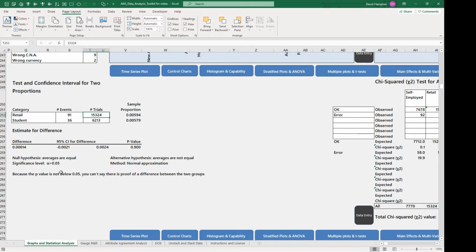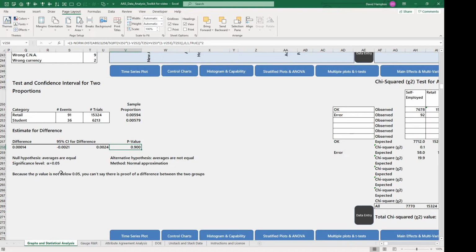So we had 15,324 transactions here, and 19 of those resulted in a problem, and that gave us a proportion of 0.00594, so about 0.5%. And similarly for the student cases, it also was very similar to 0.5%. In this case, we were not able to prove there was a difference, unsurprisingly, with a p-value of 0.9. That's a nice simple test to be able to run.